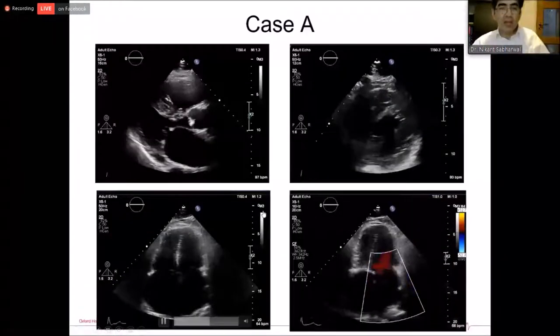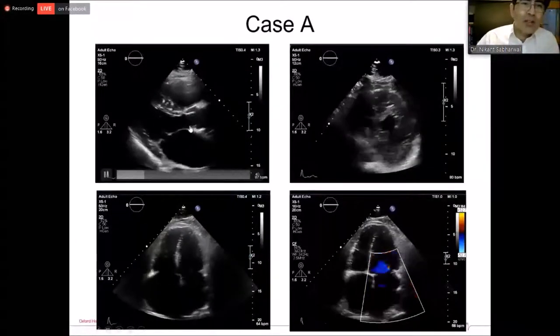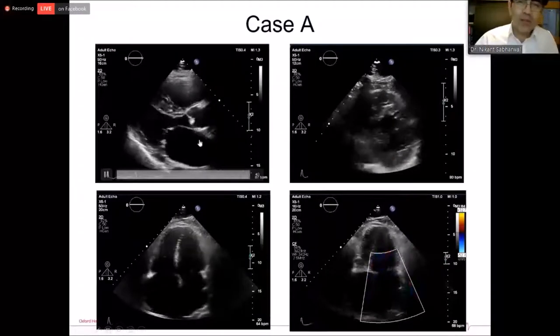So I've got some cases lined up for you. I'll talk through all of this. These are just cases that we've had coming through our department in the last few weeks.